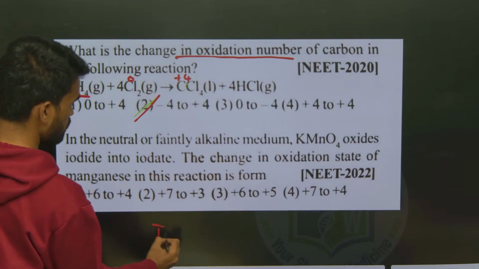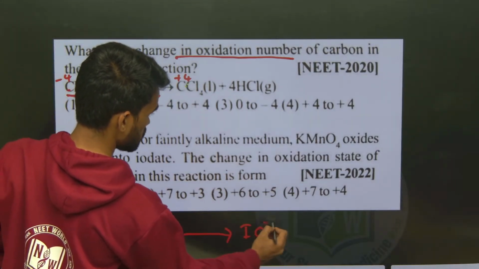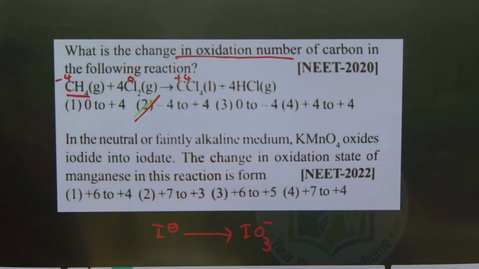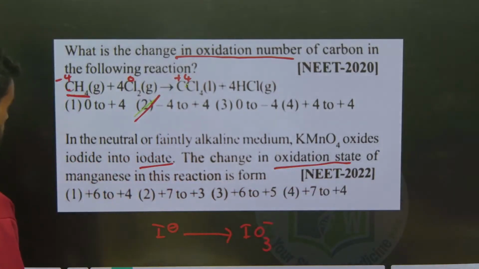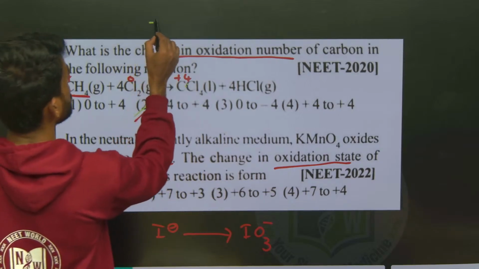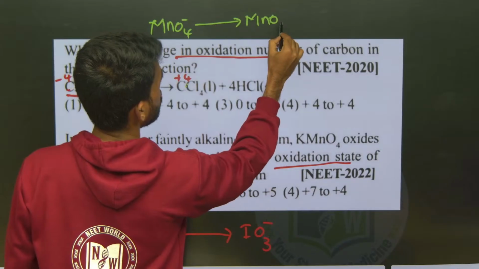Iodide ion is there, right? I minus in neutral or alkaline medium converts into IO3 minus. So what are they asking? In neutral or faintly alkaline medium, KMnO4 oxidizes iodide ion to iodate. The change in oxidation number of manganese. So faintly alkaline means what I told you? Plus 7 to KMnO4, I told you MnO4 minus converts into MnO2. It means plus 4.